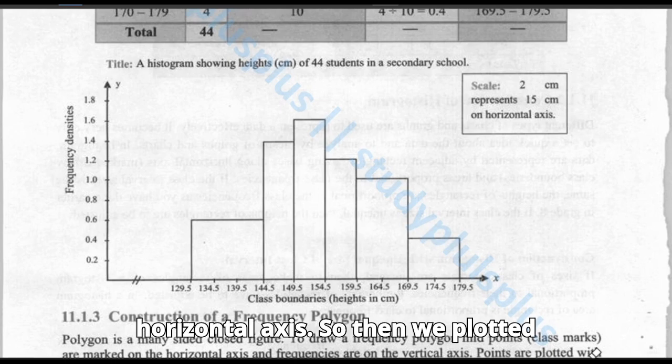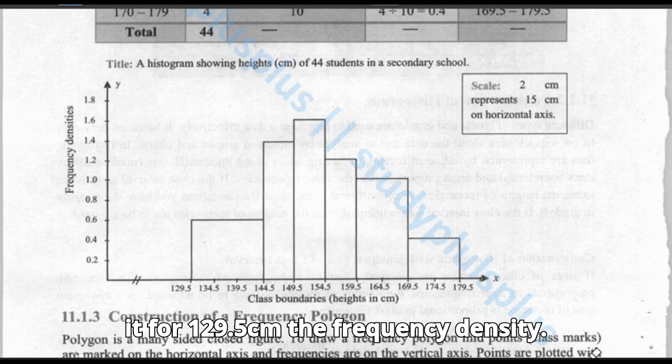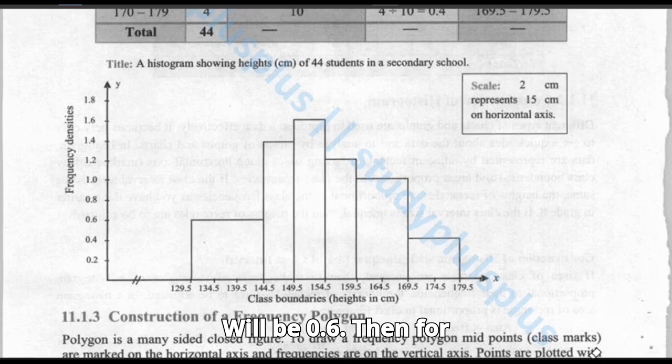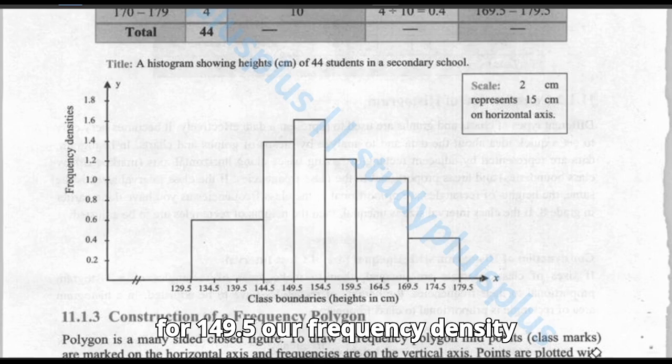So then we plotted it for 129.5 centimeters. The frequency density will be 0.6. Then for 144.5 centimeters, our frequency density will be 1.4. For 149.5, our frequency density will be 1.6, and for 154.5 it will also be 1.6. So this is how you plot a histogram.